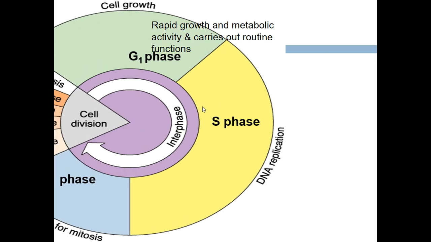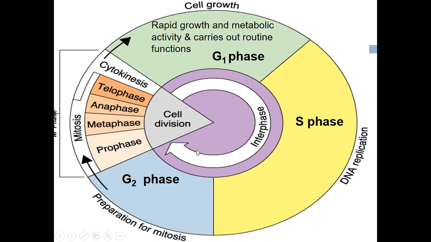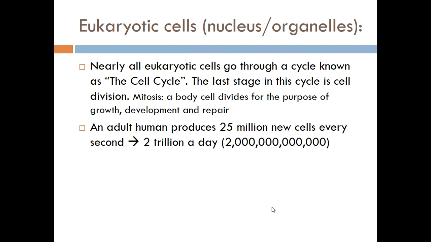Eukaryotic cells are a little bit more complicated. You can see because of the nucleus, we're going to go through a lot of different phases, and it's a little bit more involved. So just to go over real quickly, this is called a cell cycle.